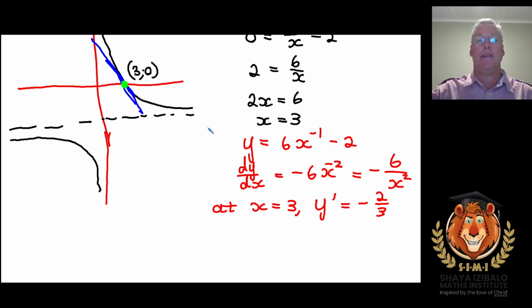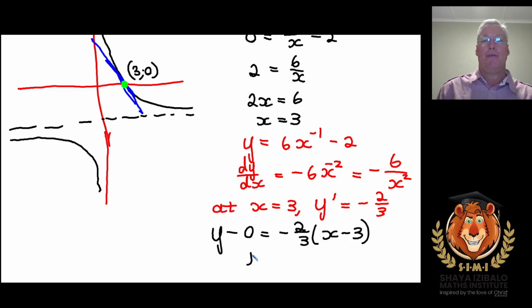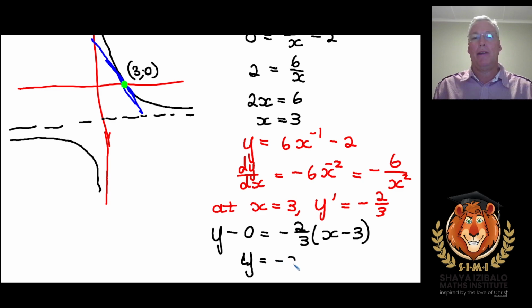Finally, I need to use either y equals mx plus c, or y minus the y value of 0 equals the gradient times x minus the x value of 3. And I get a final answer here, all simplified, as y equals negative 2/3 x plus 2.